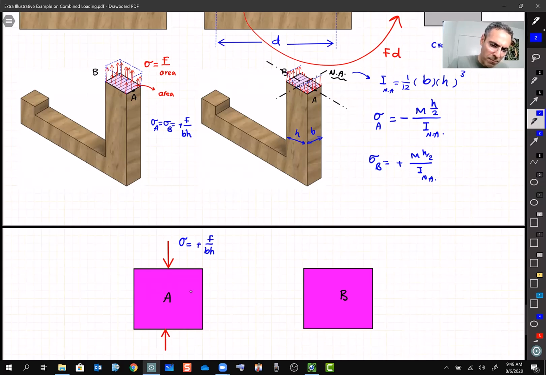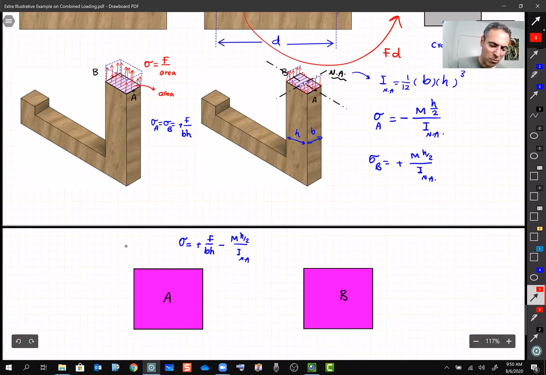Then we have minus MH divided by 2 I neutral axis. So now you may say that maybe the result is a positive number, and we don't know. It depends on these numbers, right? Maybe the result is a positive number, so this stress then is going to be the opposite direction that I draw. So it means that we need to have some numbers. We put together the numbers, so we find out if this point A is under tension or compression.